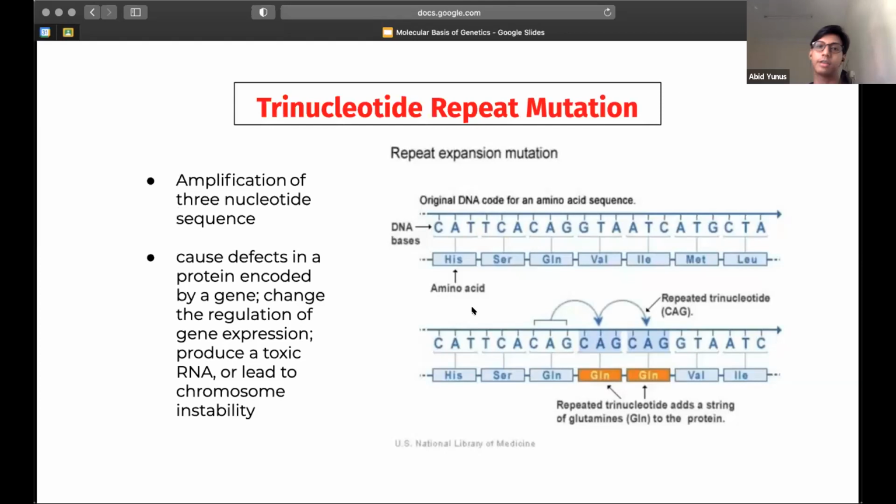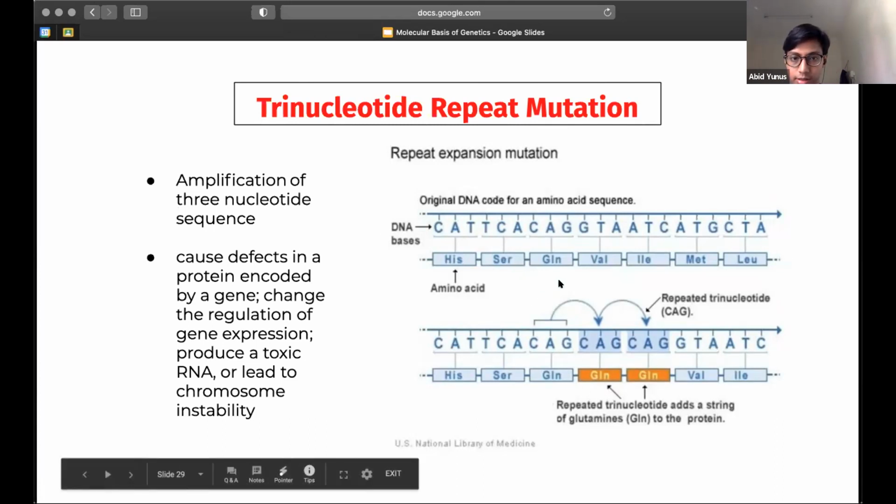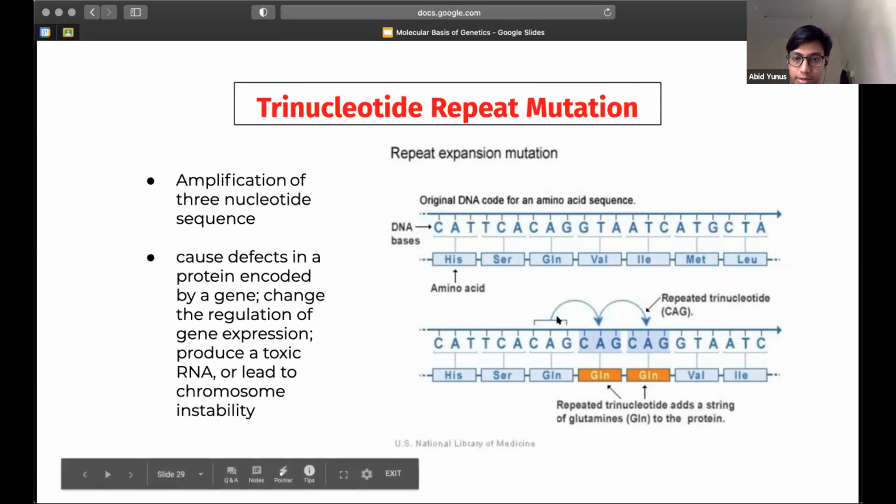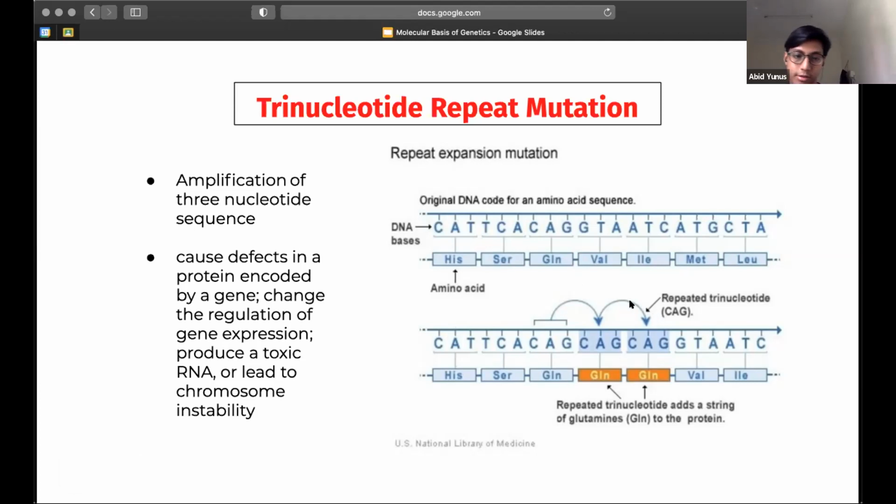Okay, and finally, the trinucleotide repeat mutation occurs when there is amplification of a three-nucleotide sequence. It will cause a defect in the protein encoded by the gene, change the regulation of gene expression, produce a toxic RNA, or lead to chromosome instability. For example, in this case, if I'm not mistaken, this is Huntington's disease. There is a repeat trinucleotide sequence of CAG. Instead of just having one codon of CAG, there are three. In other diseases, it's not necessarily three. It can be more.